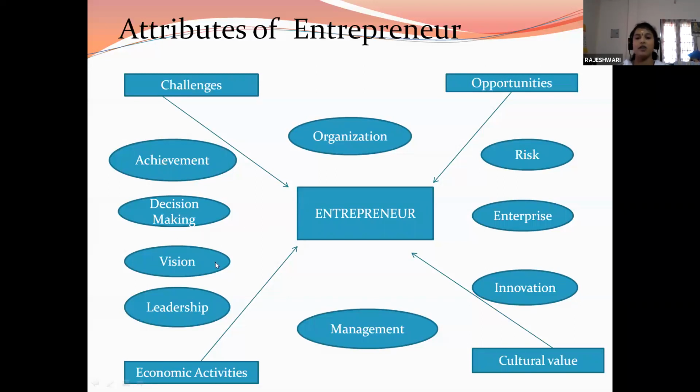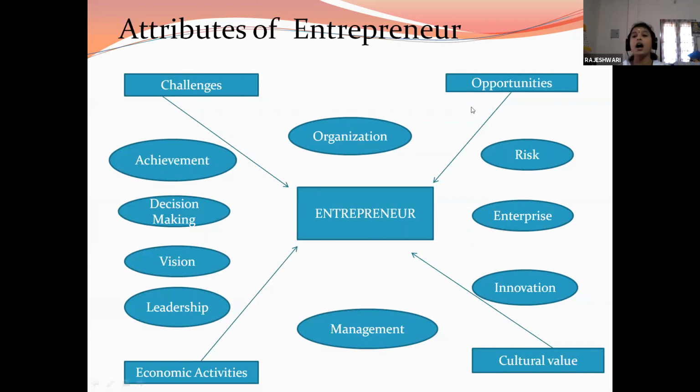Any type of challenge, financial or from a competitor or from the environment, any problem. All the challenges are coming externally, which means the entrepreneur has the ability to handle that challenge. They have to accept that challenge, face that challenge, and overcome that challenge from the external side. That is one of the main attributes of the entrepreneur.